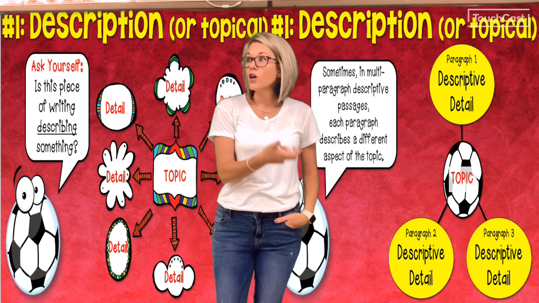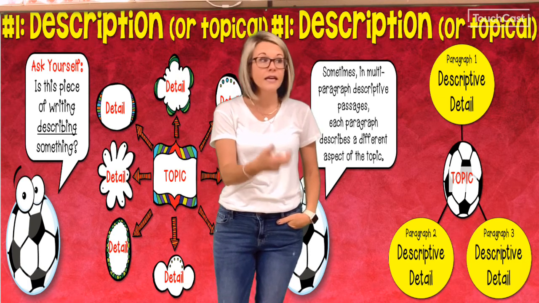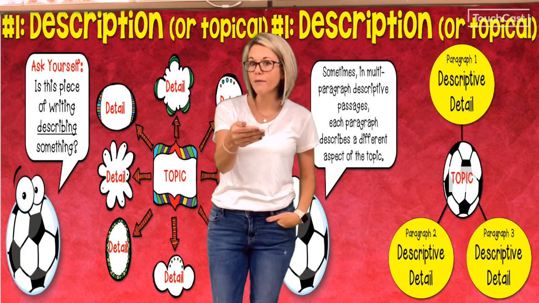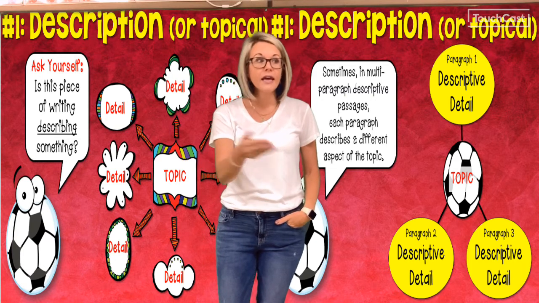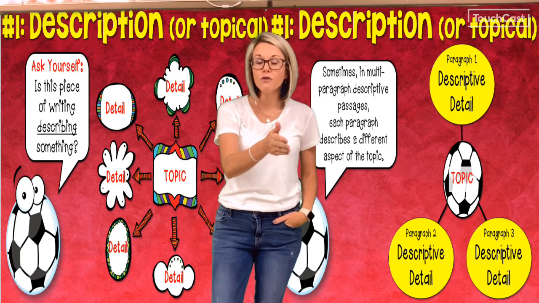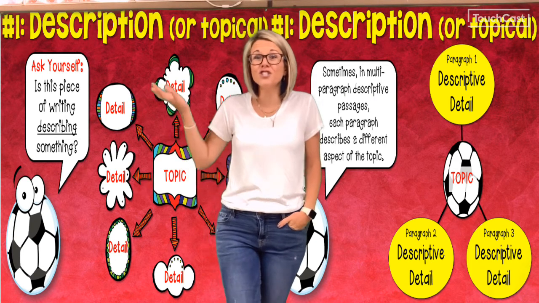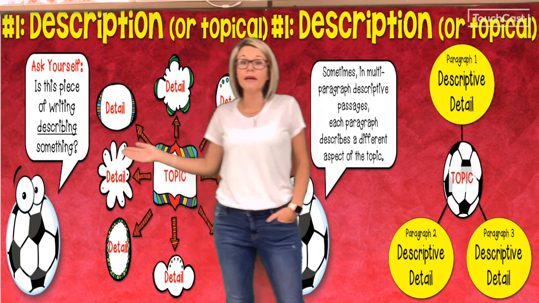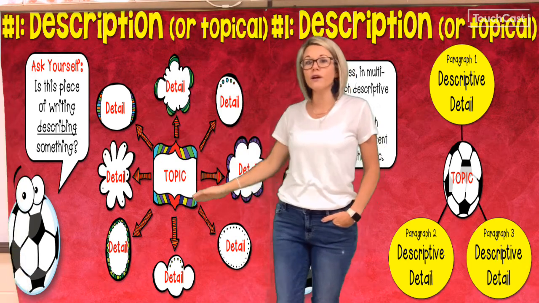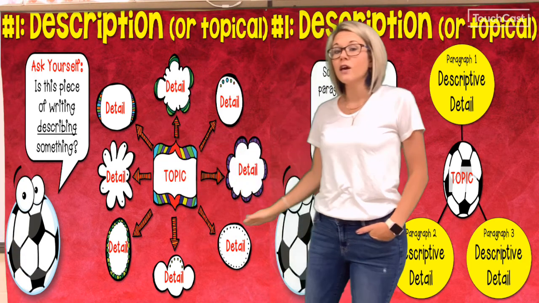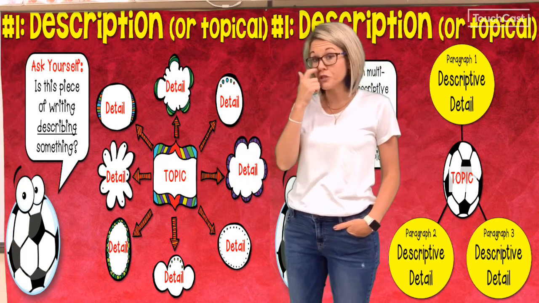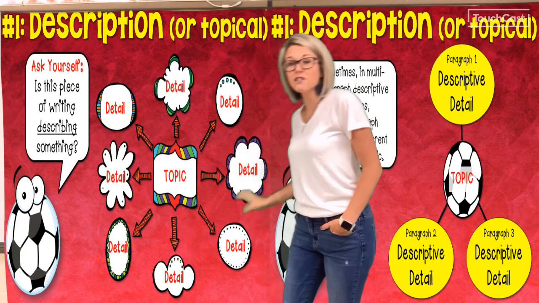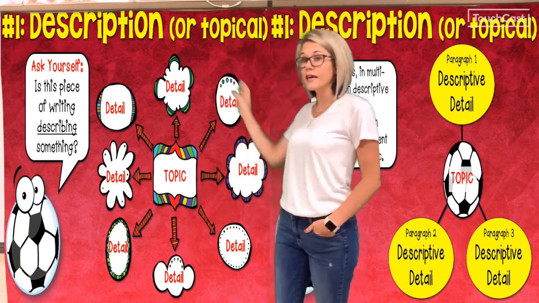It's not comparing it to something else. It's not telling us the order that it happened. It's not giving us a problem of that topic and how to solve it. It's not telling us how it caused something else to happen. It's just simply describing it. So is it describing it? And this is the type of chart or graphic organizer that you might see when we're dealing with description. So we have our topic in the middle, and then all these just facts about our topic around it.